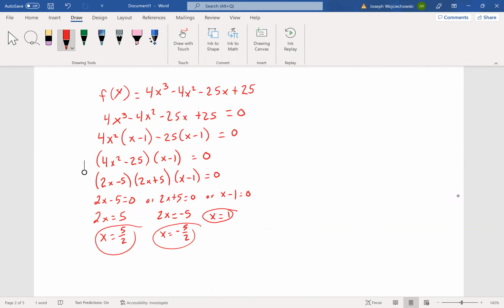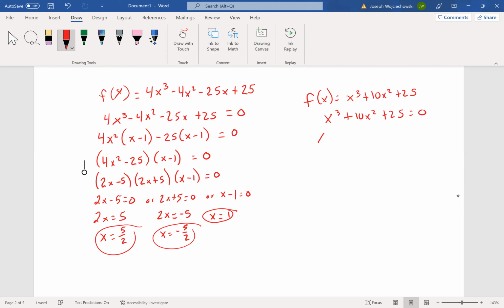Okay, let's look at another one. How about this? f of x equals x cubed plus 10x squared plus 25. We want to know where this equals 0. So x cubed plus 10x squared plus 25 equals 0.